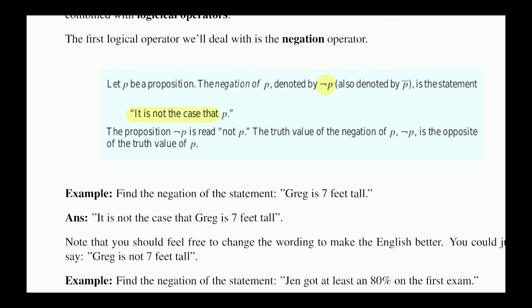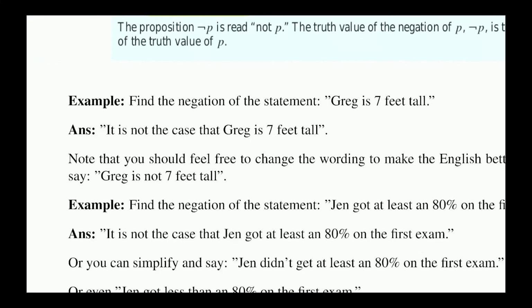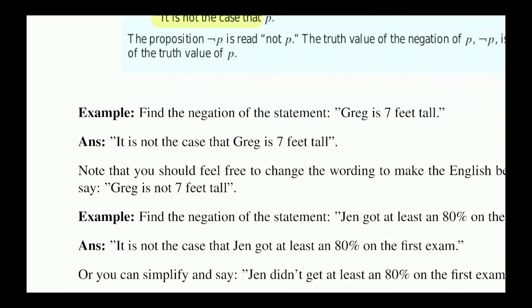That's the negation. As an example, if I am asking you to find the negation of the statement Greg is 7 feet tall, you could write it just by adding those words in front. You just say it is not the case that Greg is 7 feet tall. That's the negation: it is not the case that whatever it is.